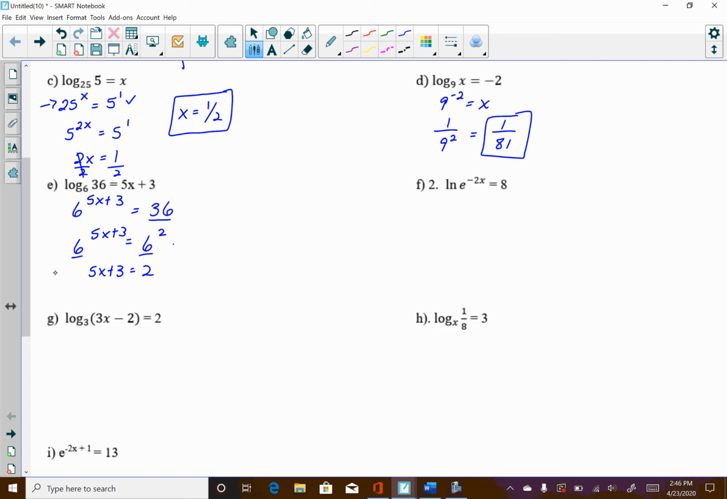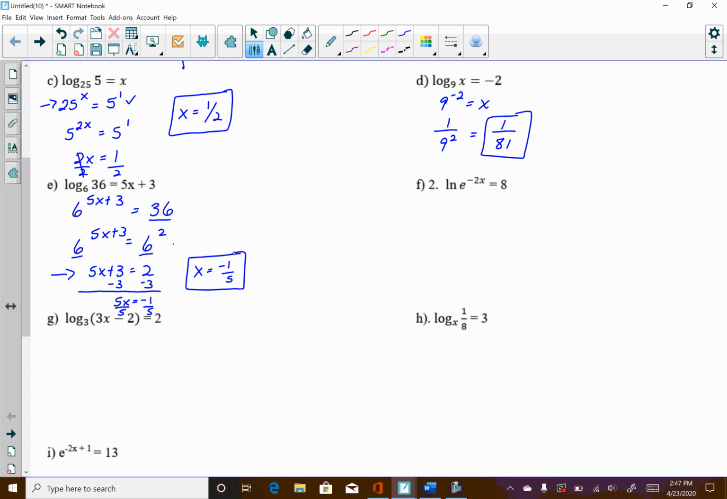So at this point, now we're at the same spot as far as if you're looking at the solution key and looking at how I did it there. So then I subtract 3, 5x equals -1, divide by 5, so x equals -1/5, final answer.